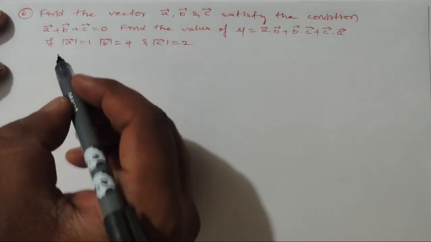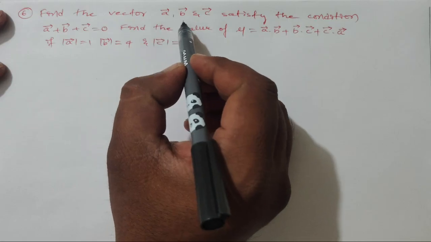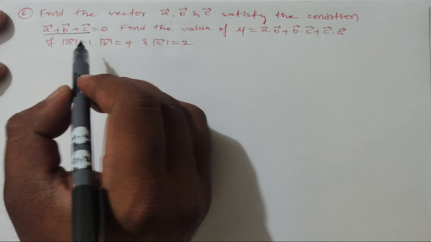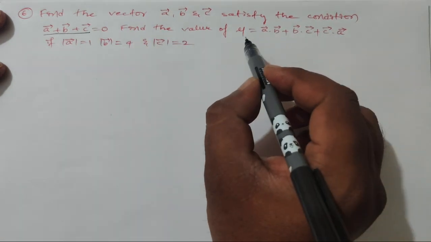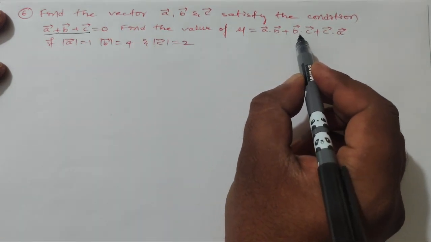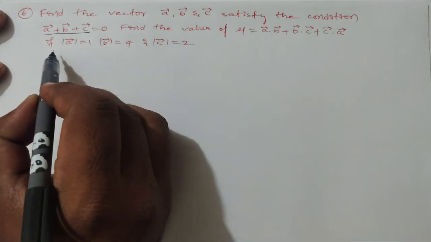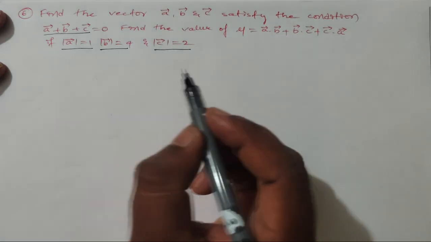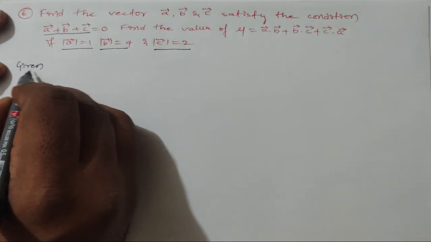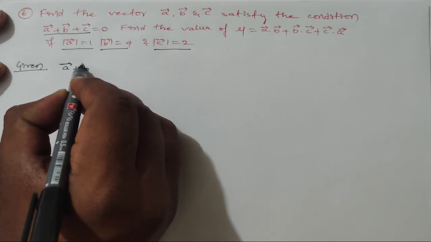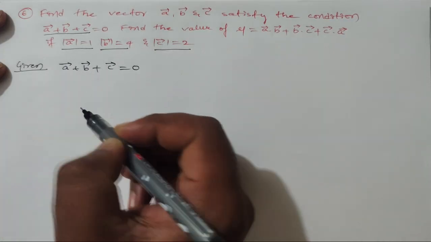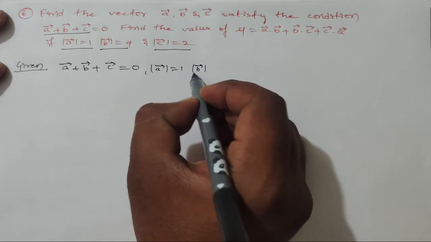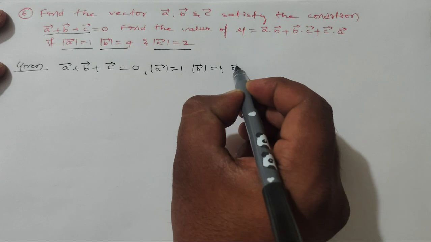Okay, next see sixth question. Find the vectors a, b and c satisfying the condition a plus b plus c vector equal to 0. Find the value of a dot b plus b dot c plus c dot a, if the magnitude of a vector is 1, magnitude of b vector is 4, and magnitude of c vector is 2. Okay, so first write the given. What is the given? a vector plus b vector plus c vector equal to 0, and also magnitude of a vector is equal to 1, magnitude of b vector is equal to 4, and magnitude of c vector equal to 2.